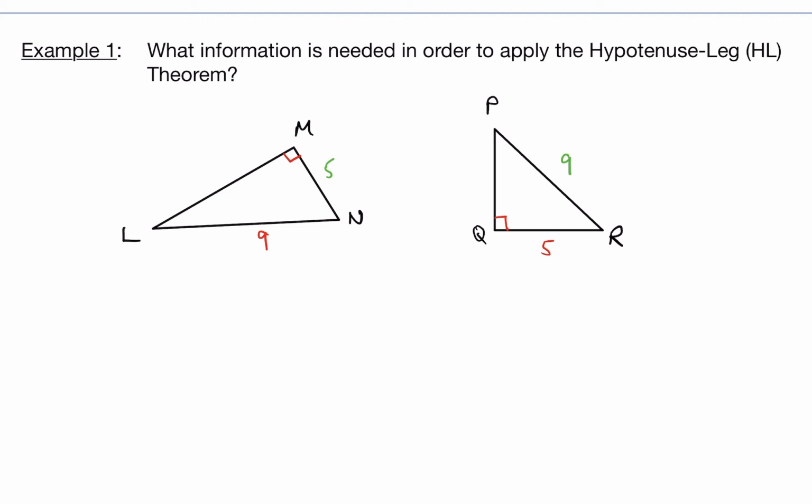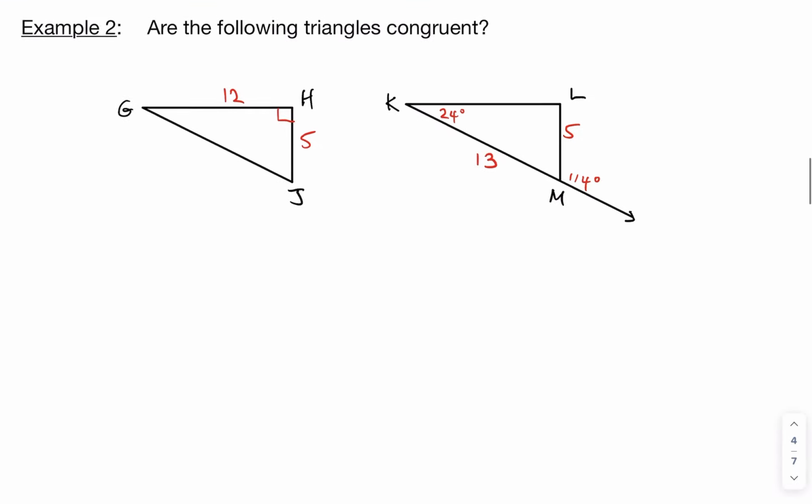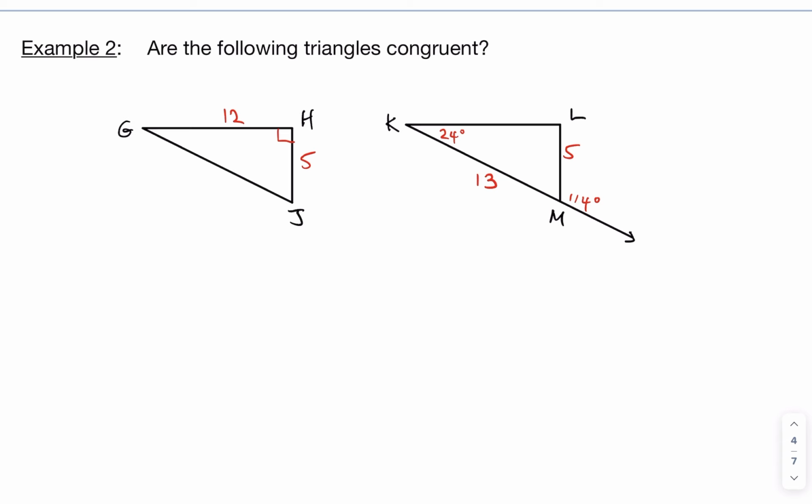If that takes place, then the hypotenuse leg theorem applies because both of these triangles will then be congruent. Okay, all right, so let's go ahead and move on to example 2. So the question here is, are both of these triangles congruent? Now first, we need to determine if both of those triangles are right triangles. We see that triangle GHJ is a right triangle because of the right angle symbol. However, triangle KLM, we don't know if this is a right triangle. So we need to figure this out first.